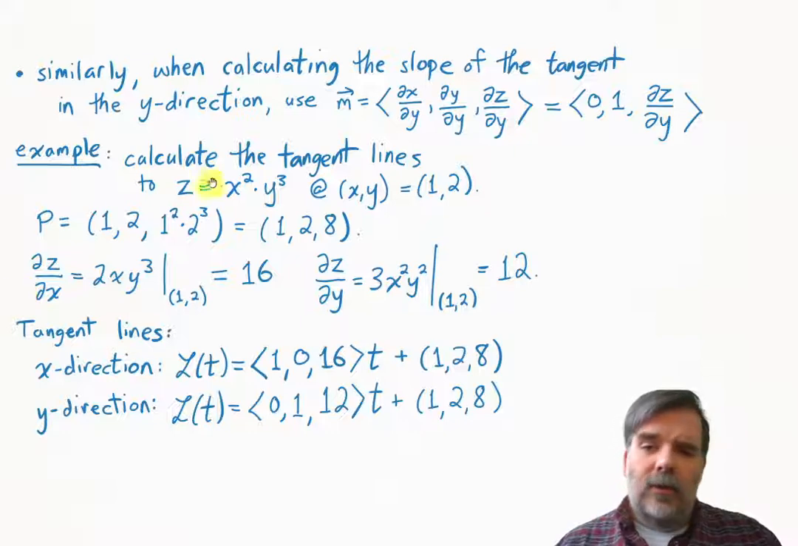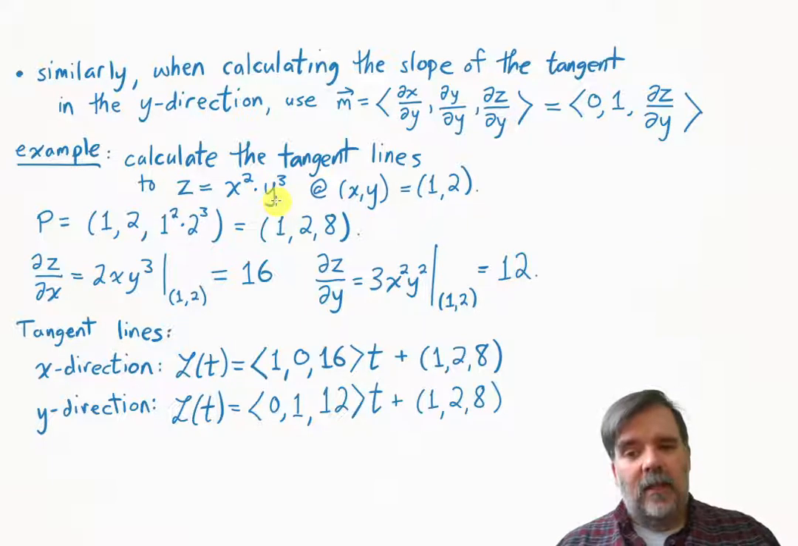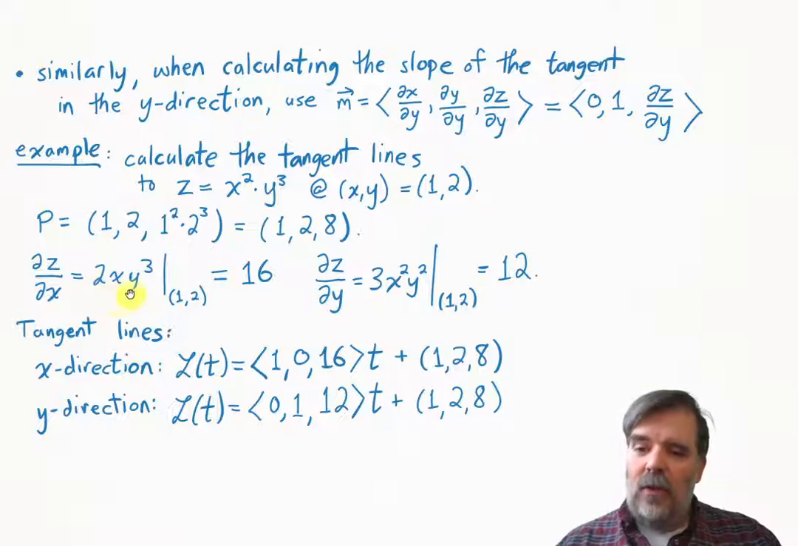So we need both the partial derivatives of this function as well. To calculate the partial derivative of z with respect to x, we treat x as the variable and y as a constant, so we need to find the derivative of x squared times a constant. That derivative is 2x times the constant. So we have 2xy cubed, and we'd like to evaluate it at 1, 2. So we plug in 1 for x, 2 for y, and we arrive at the value of 16 for this partial derivative.